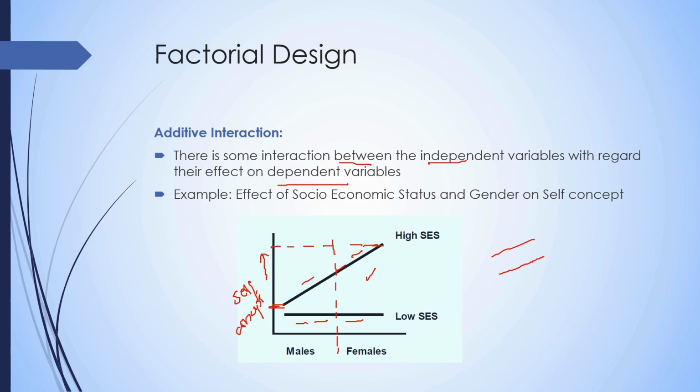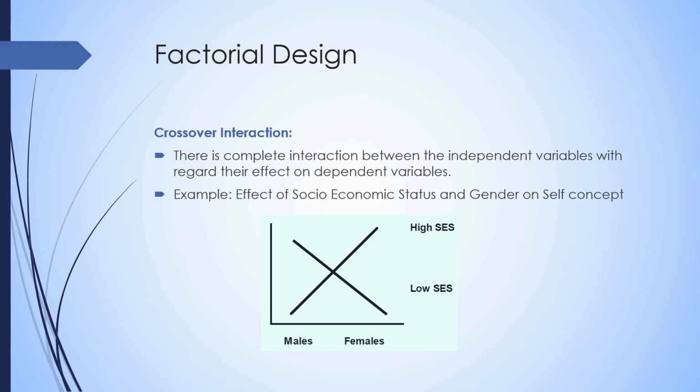Next we have crossover interaction. So here there is a complete interaction between the independent variables with regard to their effect on the dependent variable. So first we saw parallel, where there is no interaction. Then we saw additive, where there is some interaction. Third we have crossover, where there is a complete interaction.